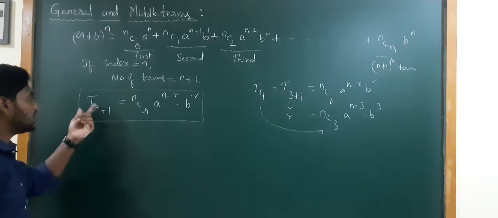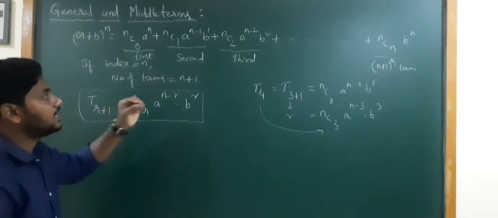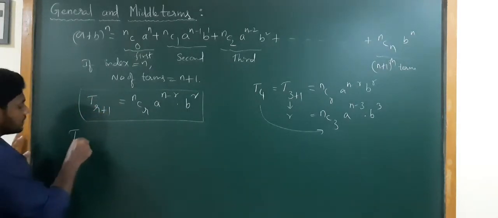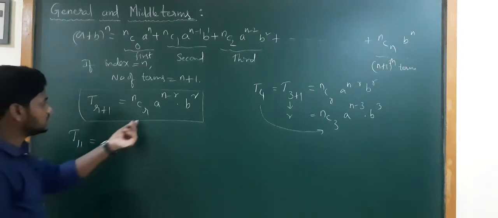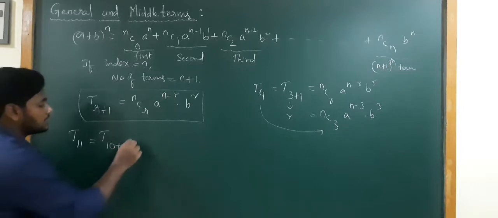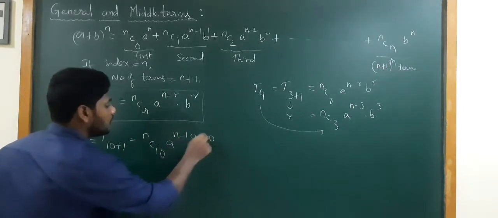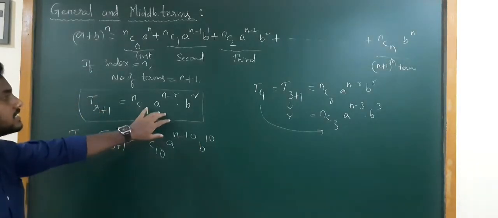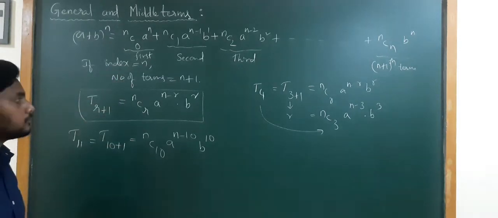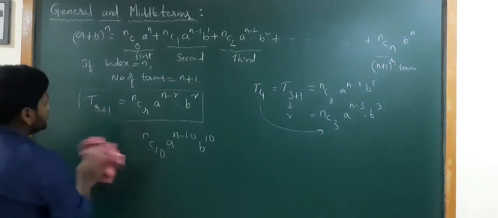So this term T(r plus 1) we consider as the general term. This term will be used to find any term in that expansion. For example, if you want to find T11, this r value will be 10. Why? Because T11 we will write as T(10 plus 1), which will be equal to nC10, a to the power of n minus 10 into b to the power of 10. So that's why this term we consider as the general term to find any term in that expansion of (a plus b) whole to the power of n. Next we will discuss middle terms.